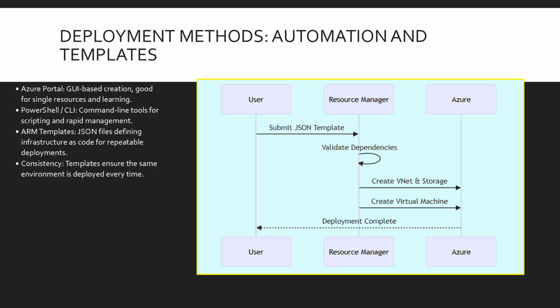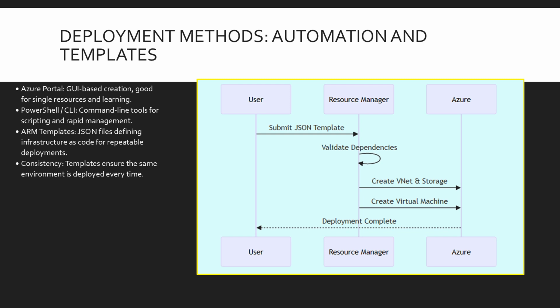Finally, let's discuss how to deploy these resources. While the Azure portal is great for learning, you have powerful automation options. You can use PowerShell or the Azure CLI to create VMs via command line. However, for enterprise-grade consistency, you should use Azure Resource Manager, ARM, templates. These are JSON files where you define your entire environment, VMs, storage, and networking, declaratively. By using templates, you can deploy the exact same infrastructure repeatedly, avoiding human error and ensuring that your production environment matches your test environment perfectly.